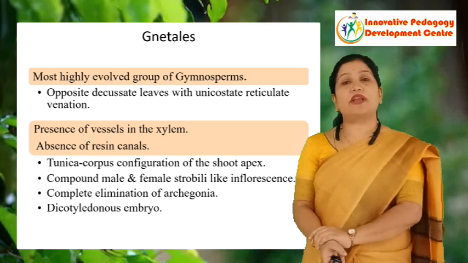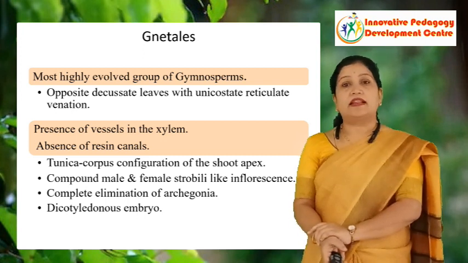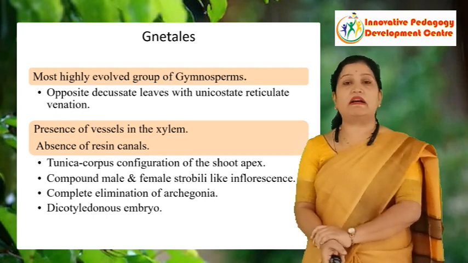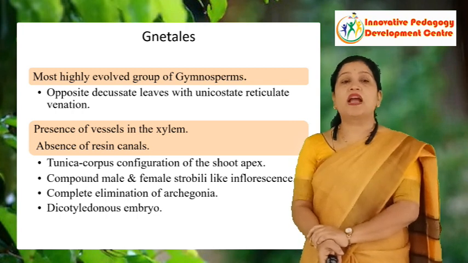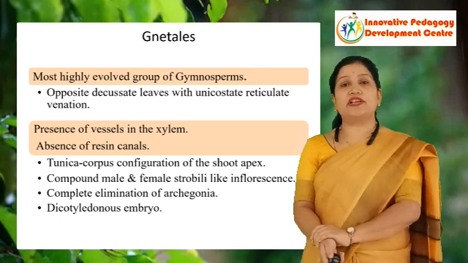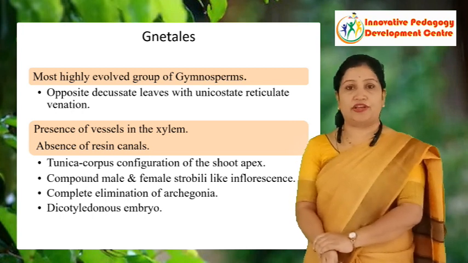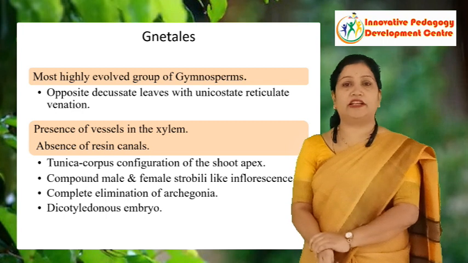Then in the shoot apex there is a tunica corpus organization. The male and the female strobili will simply look like an inflorescence of the dicot or the angiospermic plant. And there is a complete elimination of the archegonia, and the embryo will be dicotyledonous. So these are the important features of the order Gnetales.